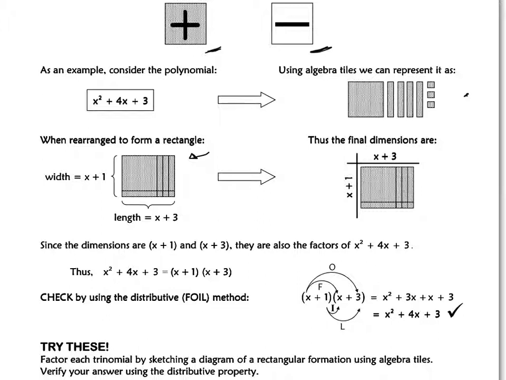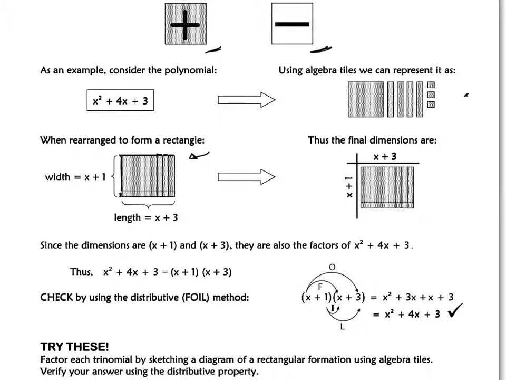When you look at the factored form of that expression, you would be looking at the outside dimensions of your algebra tiles. On this side you've got a long strip, so that represents x, and then a little short piece, so that represents 1. So x plus 1 would be your width, and your length would be a long strip x, and then 3 short strips representing plus 3 because they're all positive, so x plus 3.